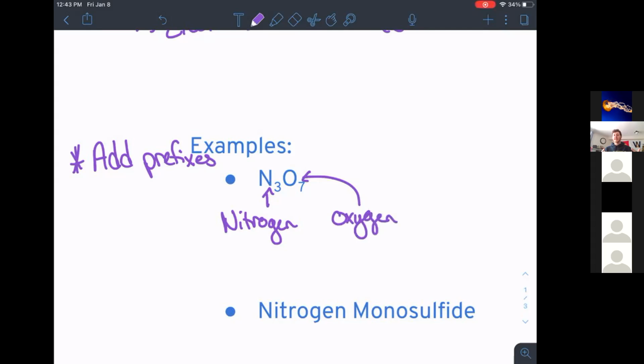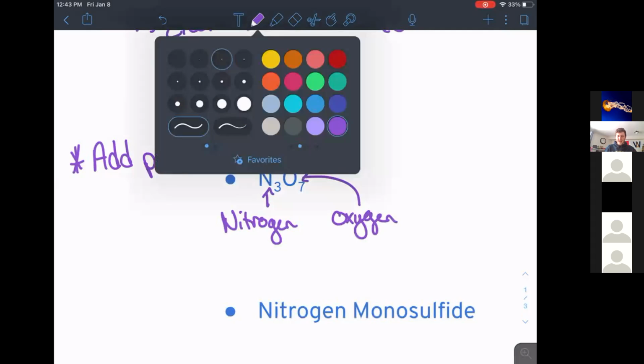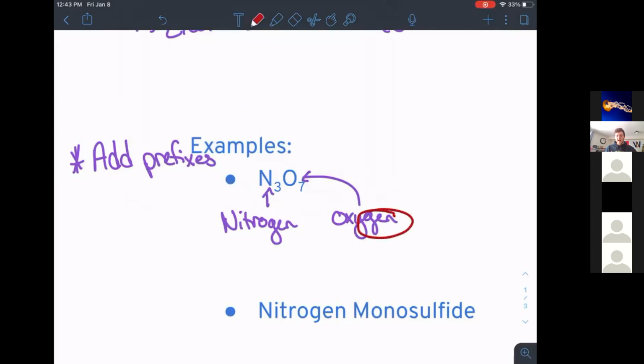All right. The next step is the same as for ionic compounds: we're taking away the ending of that second element. And what did we change it to? IDE. So we have oxide right here. Now, our next step is different from the ionic compound. What we do is we need to take those numbers and create prefixes to represent those numbers.